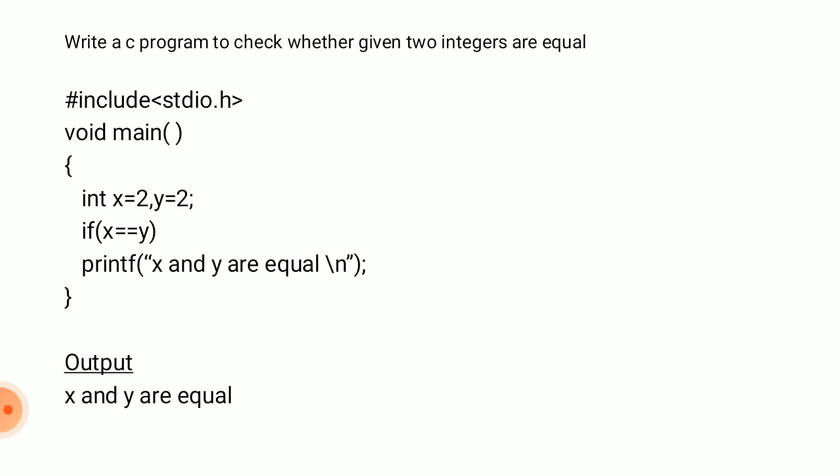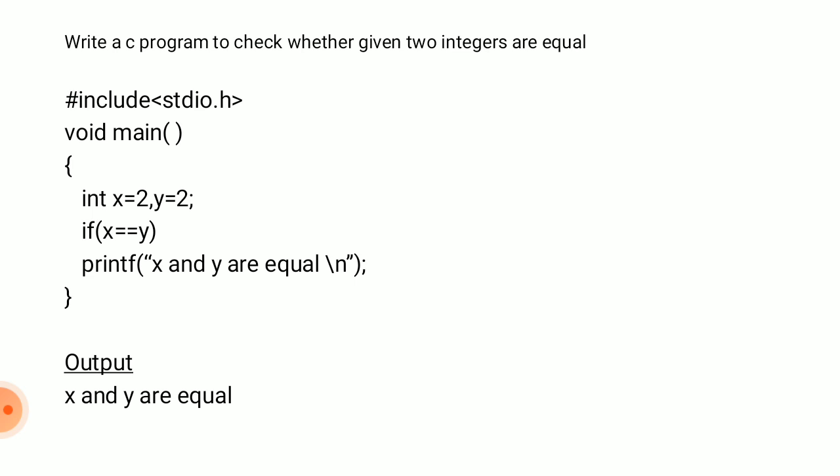Okay, and what condition are we given here? If x is equal to y, okay, if the condition is true, then only it prints x and y are equal. What is the value of x? 2, equal to sign. What is the value of y? Again 2. So is 2 equal to 2? Yes. If 2 is equal to 2, yes, then print x and y are equal.